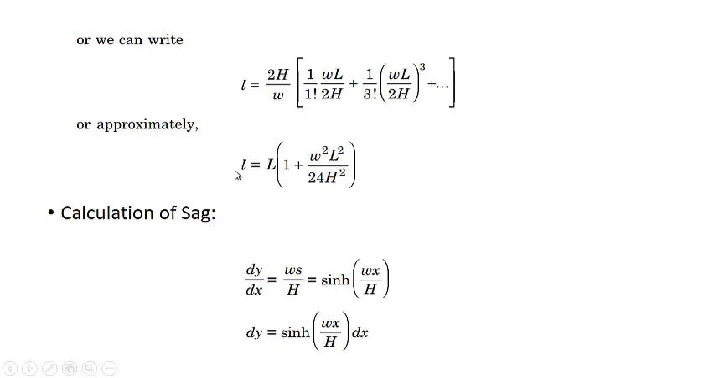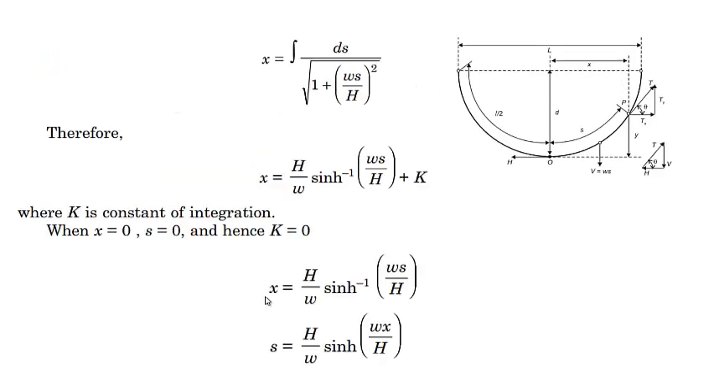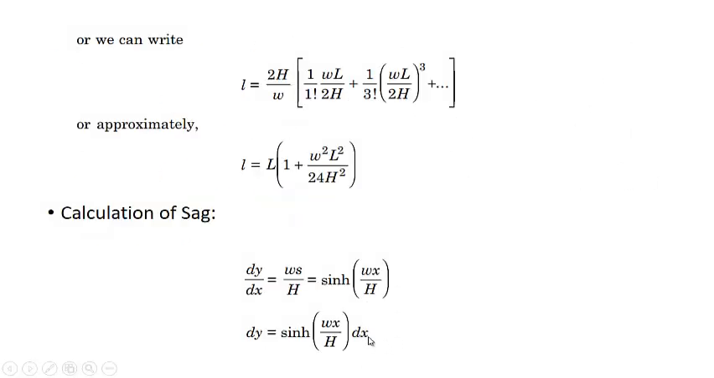Now this was the calculation of the length of the conductor. We'll now try to find out the value of the sag, calculation of the sag. So from the figure we know dy by dx is equal to ws by h. So you will get dy by dx by multiplying s and w by h. From here you can see s is equal to this value. When you multiply w by h, you will get sine hyperbolic wx by h. That's what I have written over here. Sine hyperbolic wx by h. So from here dy will be equal to sine hyperbolic wx by h into dx. This dx is simply multiplied over here.